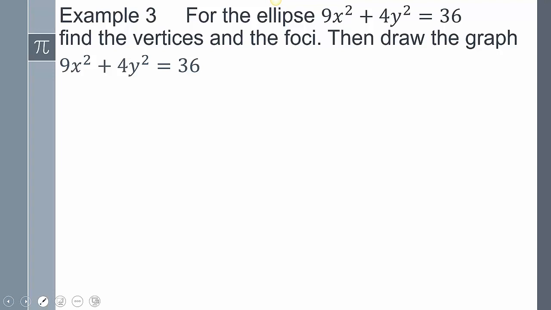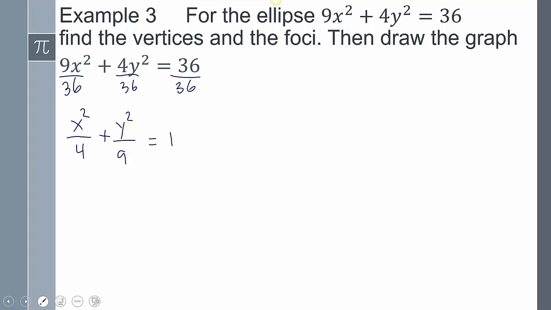Example number 3, it says for the ellipse 9x squared plus 4y squared equals 36, find the vertices and the foci, then draw the graph. Now, I need to put it in that standard form, so divide everything by 36, and I'm going to get x squared over 4 plus y squared over 9 equals 1.